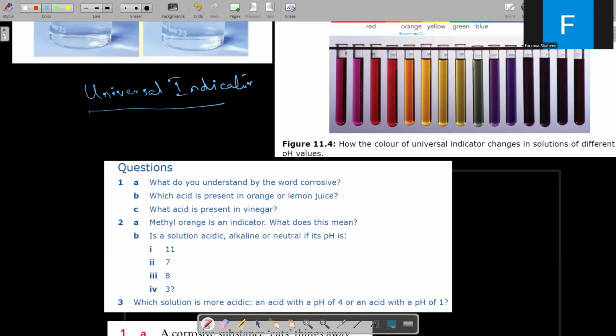Methyl orange is an indicator. What does this mean? Is a solution acidic, alkaline, or neutral if its pH is 11, 7, 8, or 3? Which solution is more acidic: an acid with a pH of 4 or an acid with a pH of 1? So I want you to answer these questions. Pause the video and answer these questions.